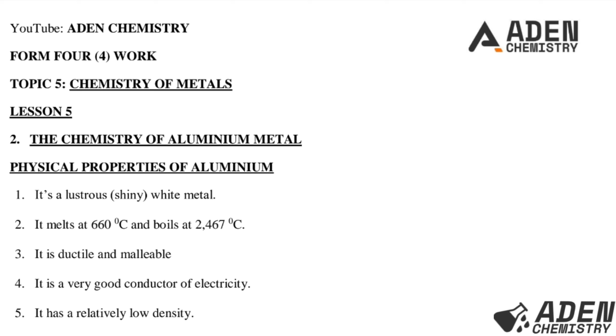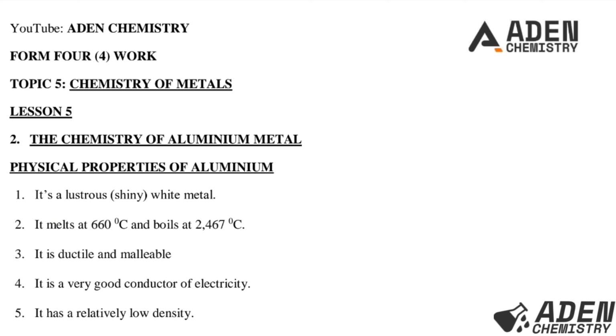Let's start with the first part, the physical properties of aluminum metal. Number 1, it is lustrous. That means it has a shiny white appearance. Number 2, it melts at 660 degrees Celsius and boils at 2467 degrees Celsius. Next, it is ductile and malleable.